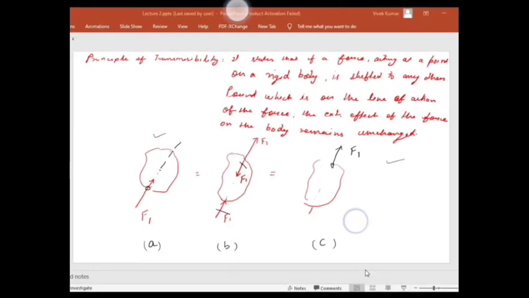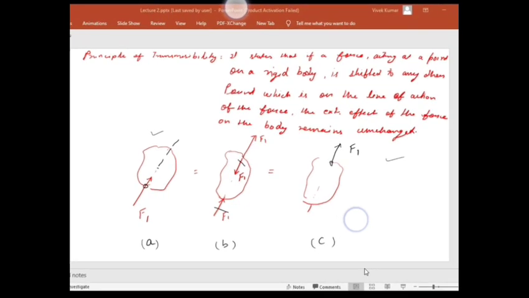According to this, if the force is shifted to any other point, keeping the line of action same, the external effect of the force on the body will remain unchanged. Right? So let us consider this figure A. Here we have a body. Look at figure A. We are applying a force F1.